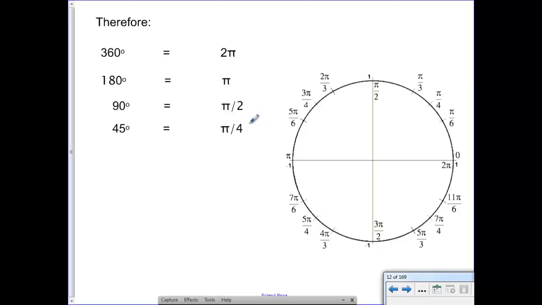Okay, let me see if this makes sense then. On a circle, this used to be 0 degrees, this used to be 90 degrees, this used to be 180 degrees, this used to be 270 degrees. Well, from now on, we're going to label it differently. 180 is going to be known as pi. 90 degrees is going to be known as half of pi.